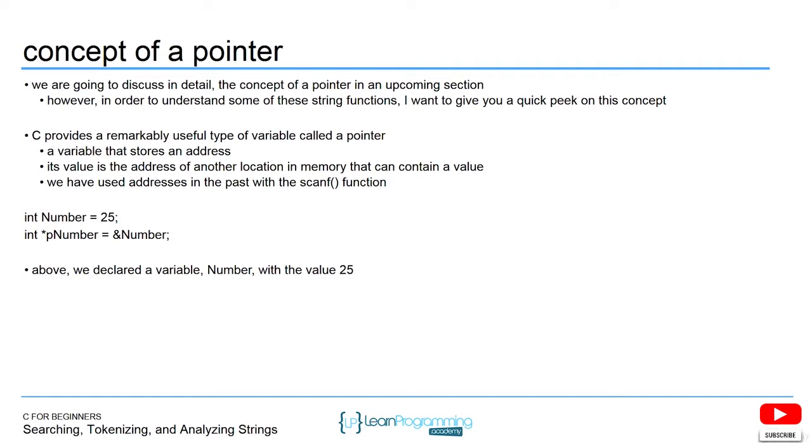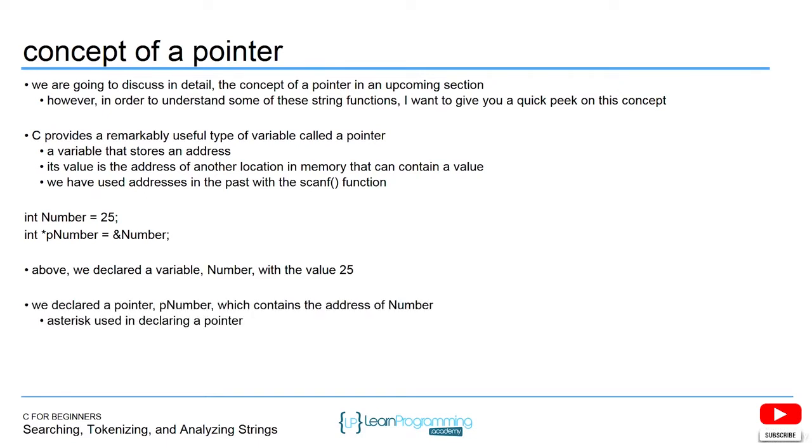Remember from now with pointers, you create a number, int number, and that's not a pointer, and it's equal to 25. But if you get the ampersand of it, which is the address of it, you can then assign it to a pointer. A pointer has special syntax in C. The asterisk represents a pointer. So we declared a variable number with the value 25, and then we declared a pointer using the asterisk named pNumber, which contains the address of number. And again, the asterisk is used to declare the pointer. That's how you know it's a pointer data type.